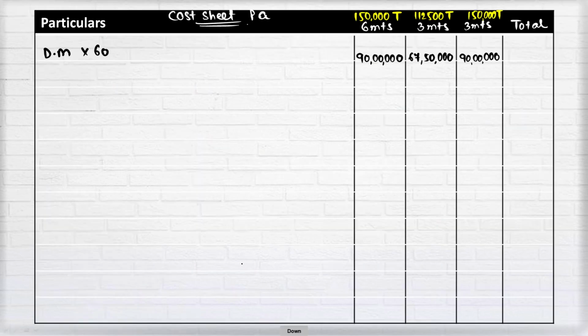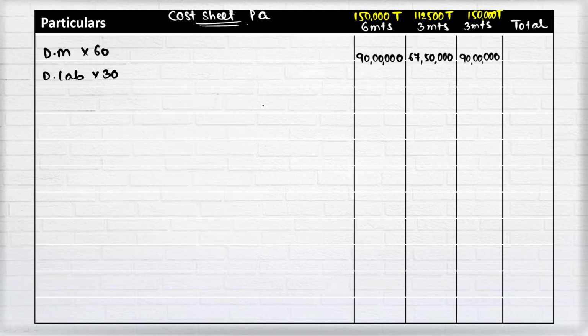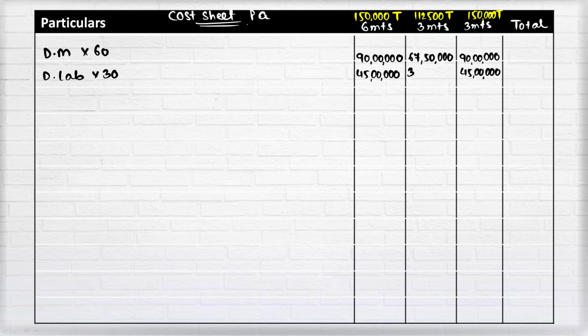Direct labor is 30 per unit. Direct labor is 30 per unit. No minimum wages, no. It is 1,50,000 into 30, 45 lakhs. So in third column also it will be 45 lakhs. This is 1,12,500 into 30, 33,75,000.